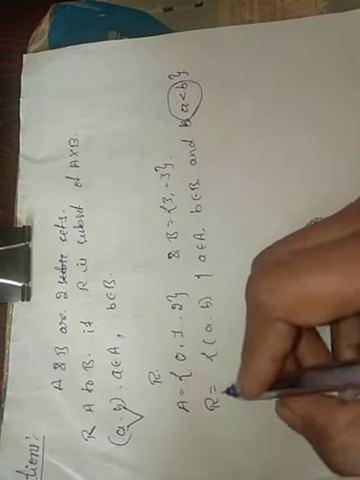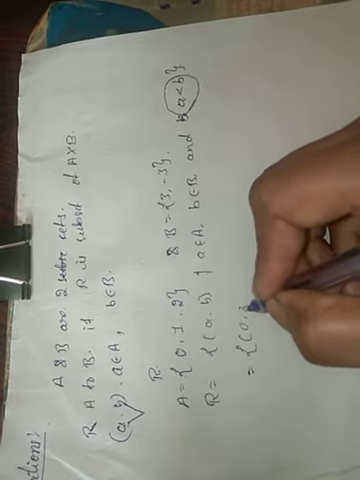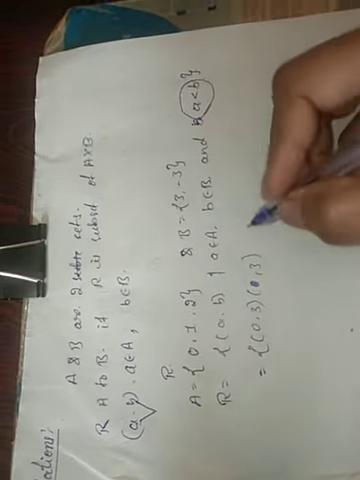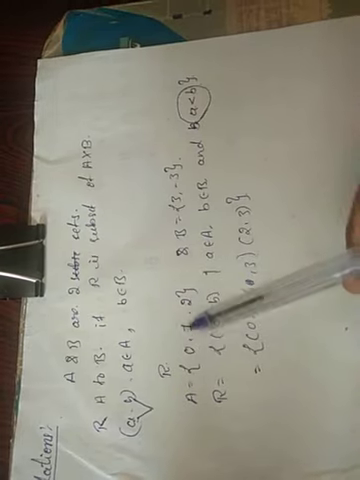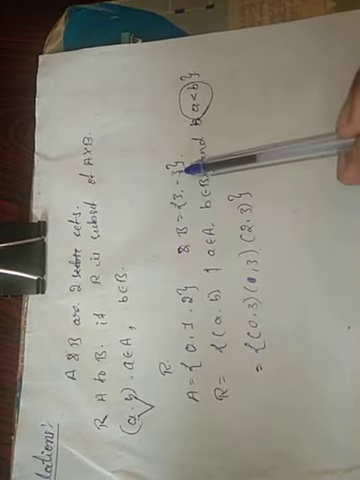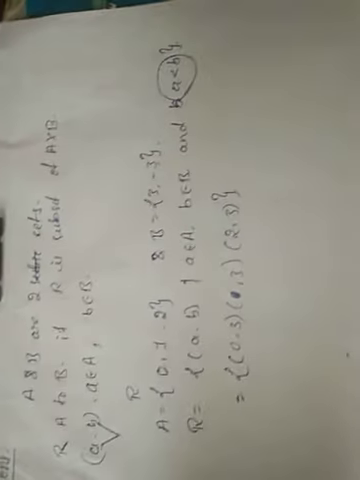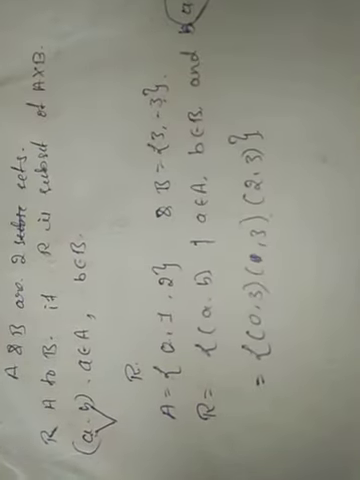Then the elements of the relation will be (0, 3), (1, 3), (2, 3). We cannot write (0, -3) because -3 is less than 0, not 0 less than -3. So in the relation R we have only the elements (0, 3), (1, 3) and (2, 3). That is how to write down the relation.